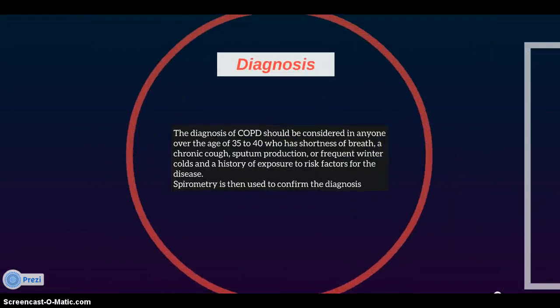Now we have to talk about the diagnosis. The diagnosis of COPD should be considered in anyone over the age of 35 to 40 who has shortness of breath, a chronic cough, sputum production, or frequent winter colds, and a history of exposure to risk factors for the disease. A spirometry is then used to confirm the diagnosis.